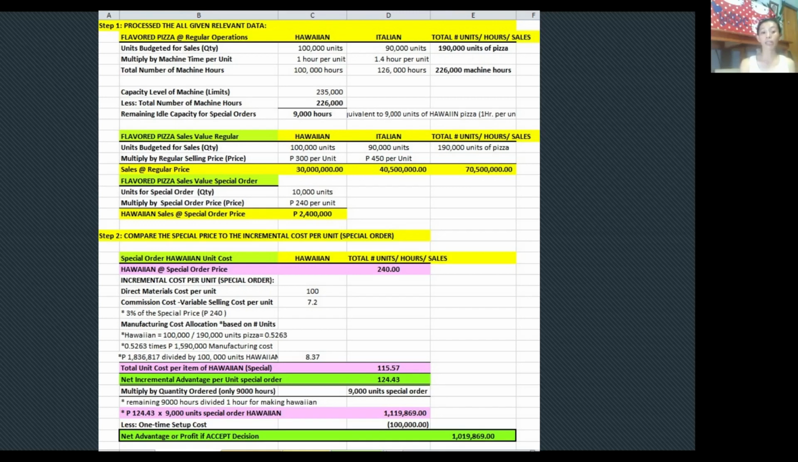1,836,817. So we divide it by the 100,000 units of Hawaiian. It comes up to 8 pesos and 37 centavos per unit. So we add them, and we come up with the incremental cost of accepting the special order, which is 115 pesos and 57 cents. So there is a net advantage of 124 pesos and 43 cents per unit on the special order, because the special price is greater than the incremental cost of accepting the order.